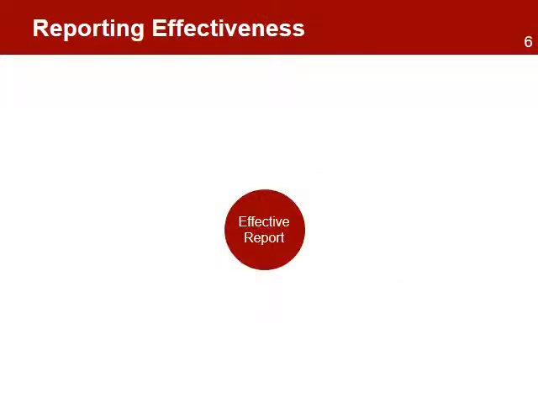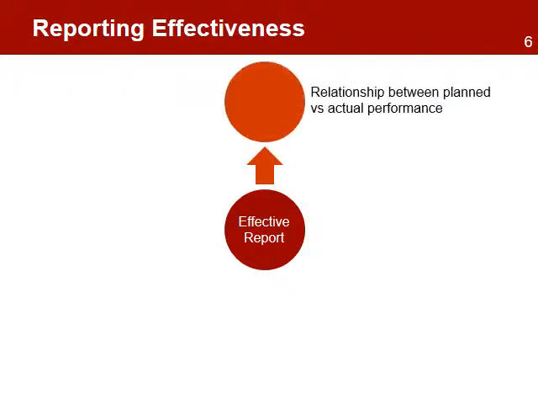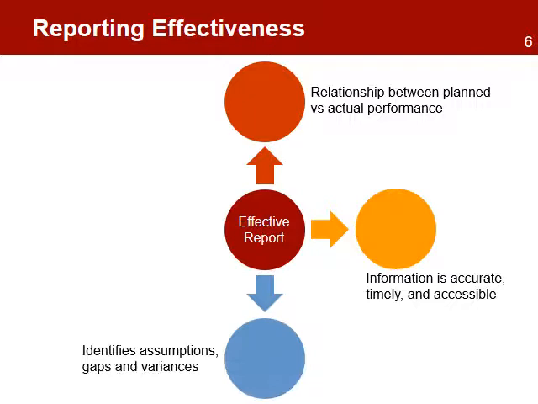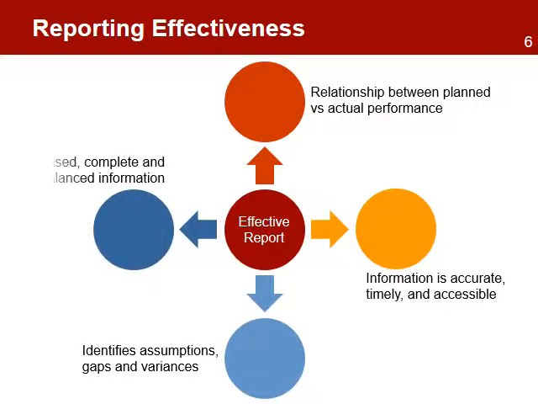Here are some guidelines for effective reporting on results. It's important there is a clear relationship between planned performance and actual performance. The information presented is accurate, timely, and in accessible format. The report identifies gaps, variances, and assumptions, and the information presented is unbiased, balanced, and complete.